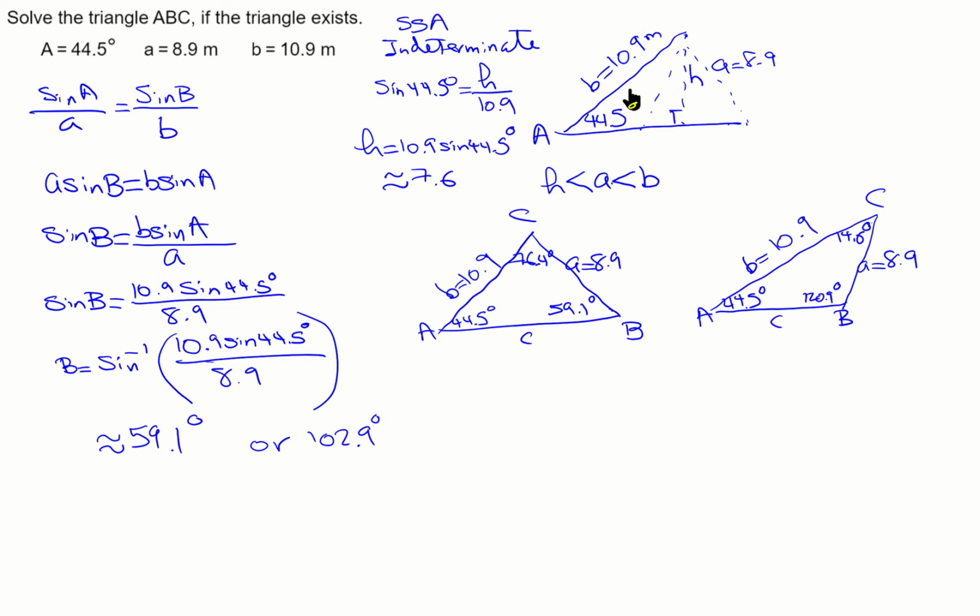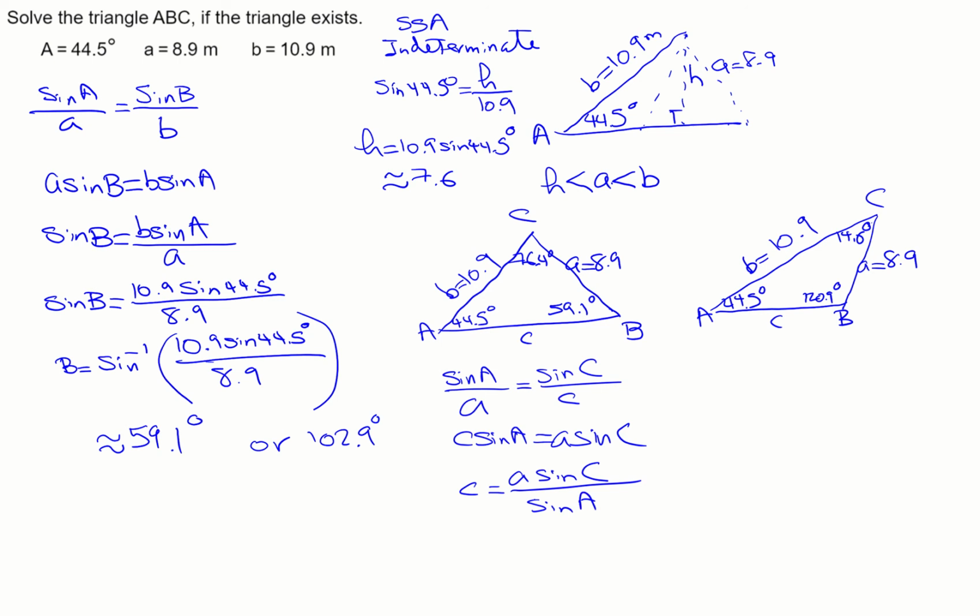So, and we can quickly get the side C by applying the law of sines again. So we know that sine A over A equals sine C over C. Of course, we do that because we're trying to find lowercase c, so we want to use that particular ratio. So let's go ahead and solve for C first. So we have C sine A equals A sine C. So C equals A sine C over sine A.